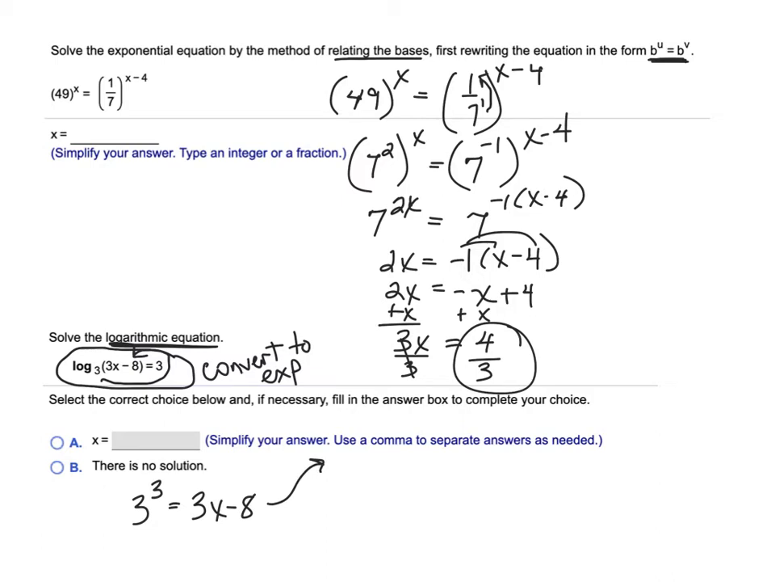So with the little bit of space I have left, let's finish that off. 3 cubed is 27. I'm going to add 8 to the other side. What's that, 35? All right, and finally, divide by 3. We get x equals 35/3.